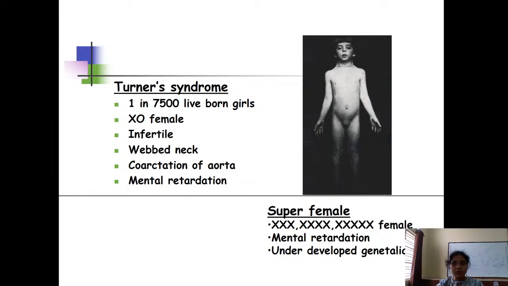Now we'll see Turner syndrome. It is seen in 1 in 7,500 live born girls. This is XO female, infertile. Webbed neck, coarctation of aorta, and mental retardation are seen in them. And what is a super female? Super female is XXX or XXXX, or you have 5X, and they are female. Mental retardation is seen, and they have underdeveloped genitalia.